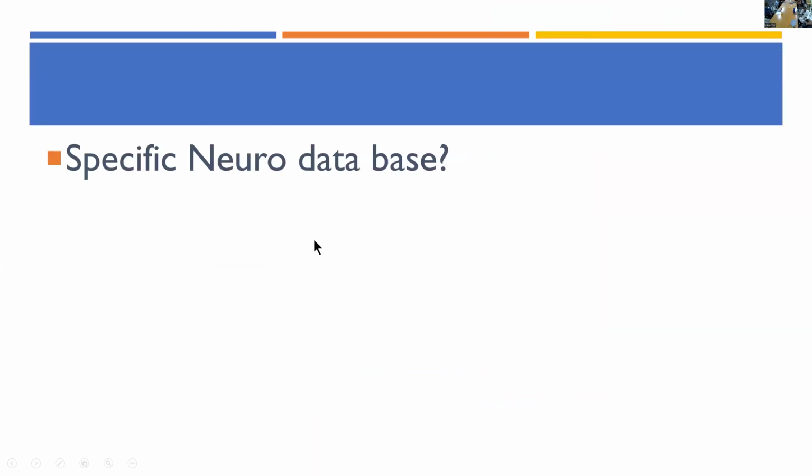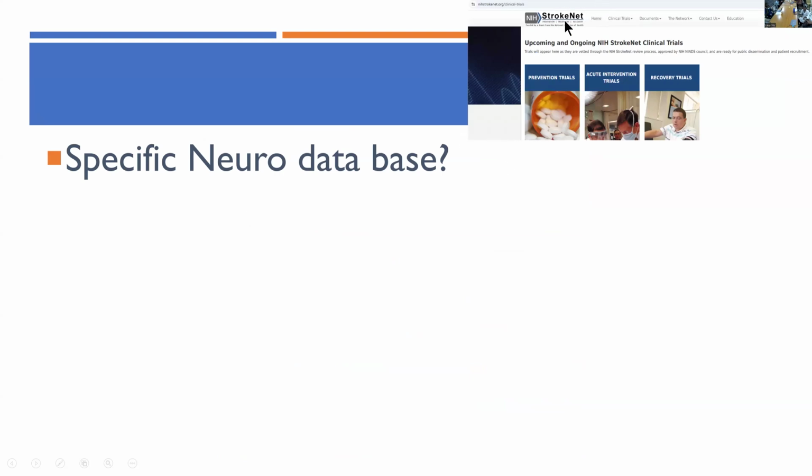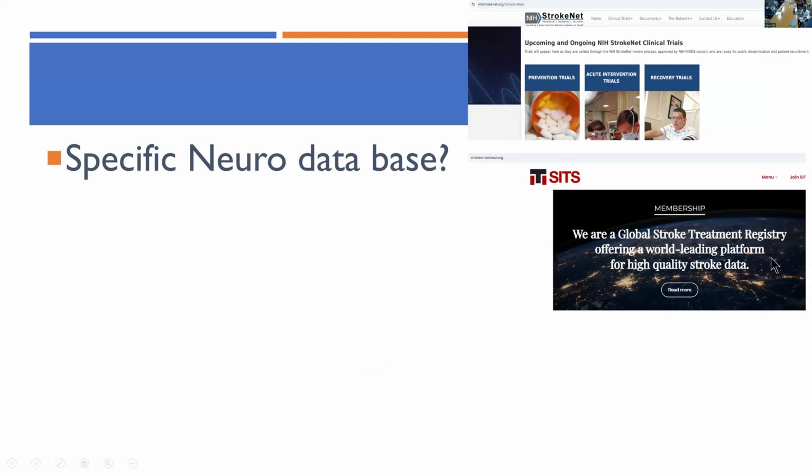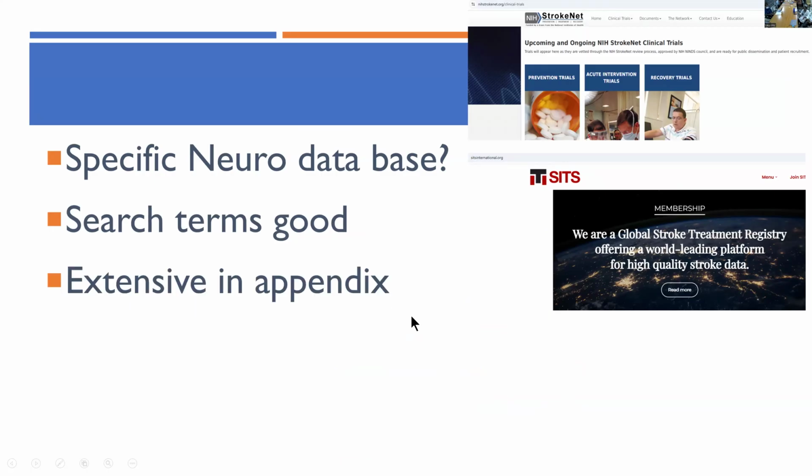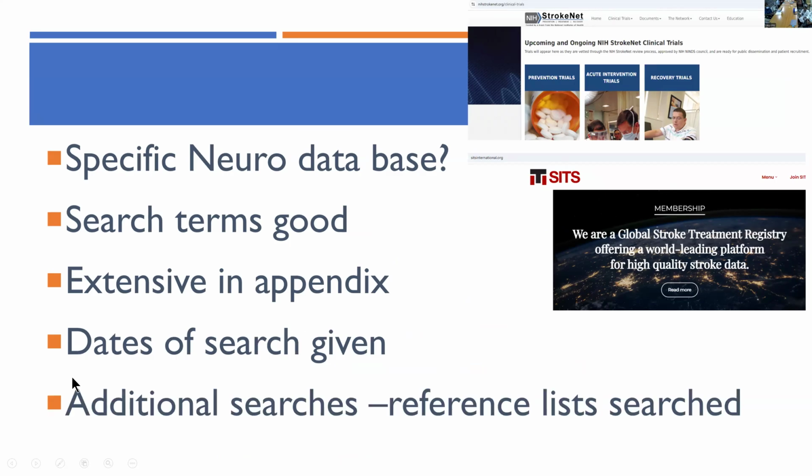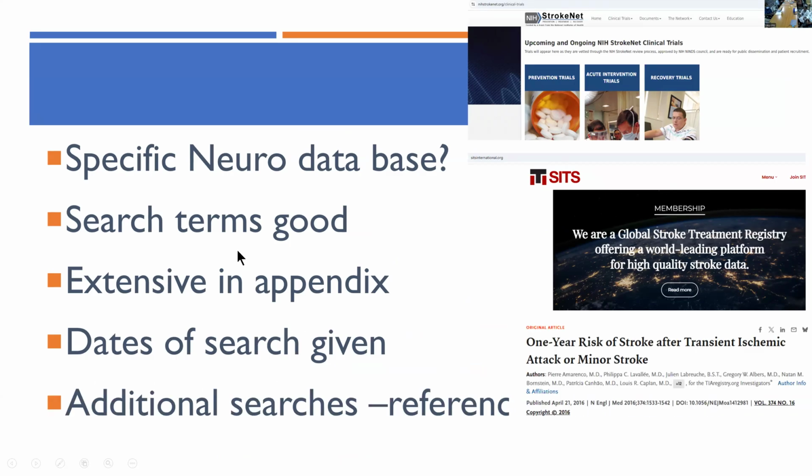They could have looked for specific neurological databases. For example, there's a database called StrokeNet. All stroke studies are in there. Another one called SITS, it's a Global Stroke Registry, where all stroke studies are published. And the search terms seem to be good, extensively given in the appendix. Dates of the search were given, and in additional searches they found 3. Now I found one more database. This is an article, 1-year risk of stroke after TIA, and they have given a website here called TIAregistry.org. So they could have also searched this particular registry. You may get some of the TIA studies which are not available elsewhere. We could have tried some of them.